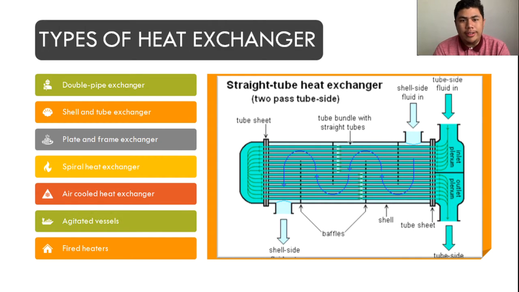The second one is the shell and tube heat exchanger. Shell and tube heat exchanger is a class of heat exchanger design. It is the most common type of heat exchanger in oil refineries and other large chemical processes, and it is suited for high pressure application. As its name implies, this type of heat exchanger consists of a shell with a bundle of tubes inside it.